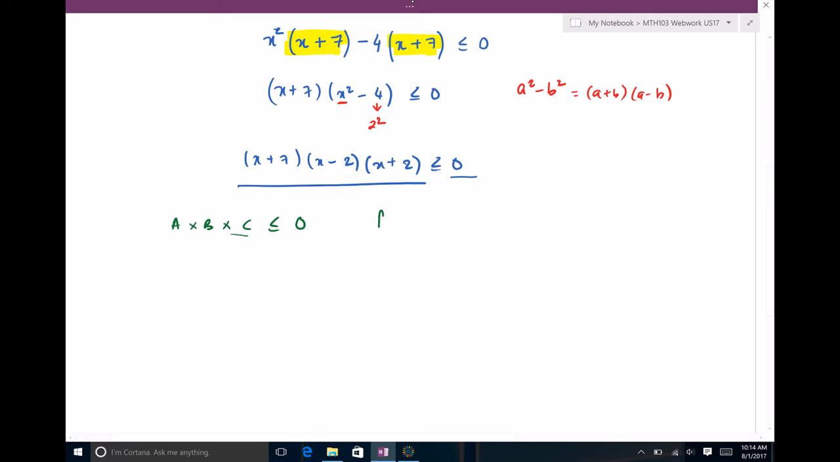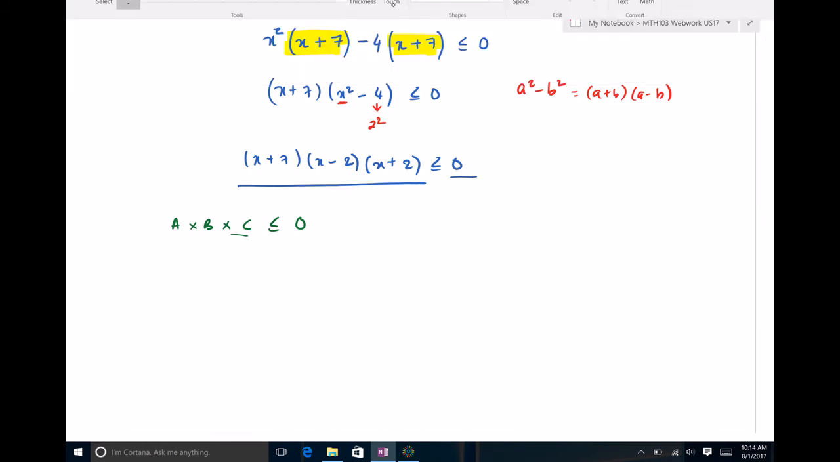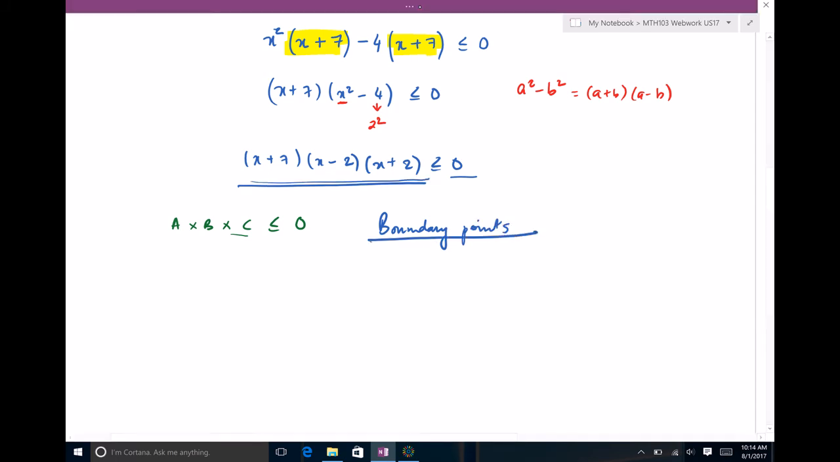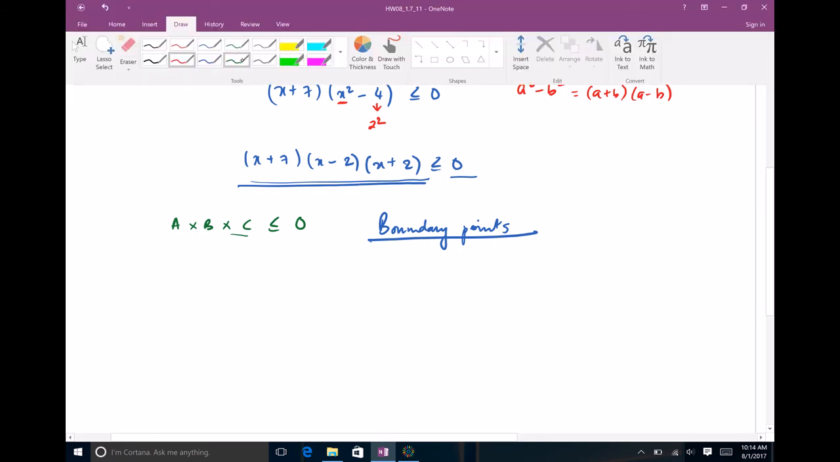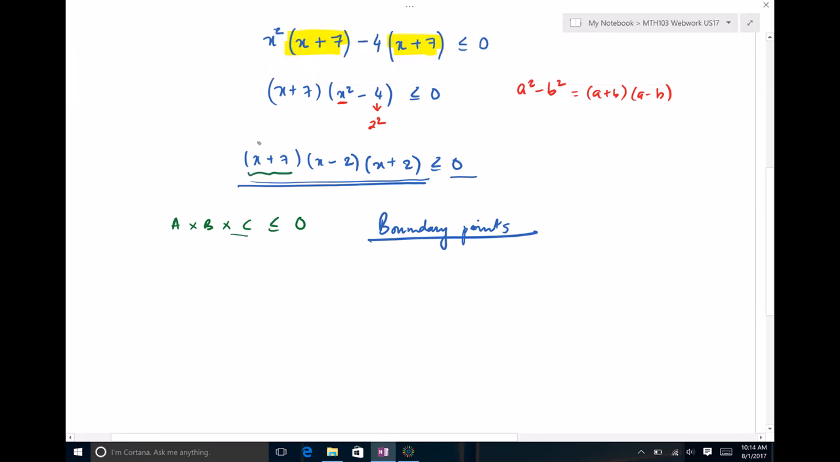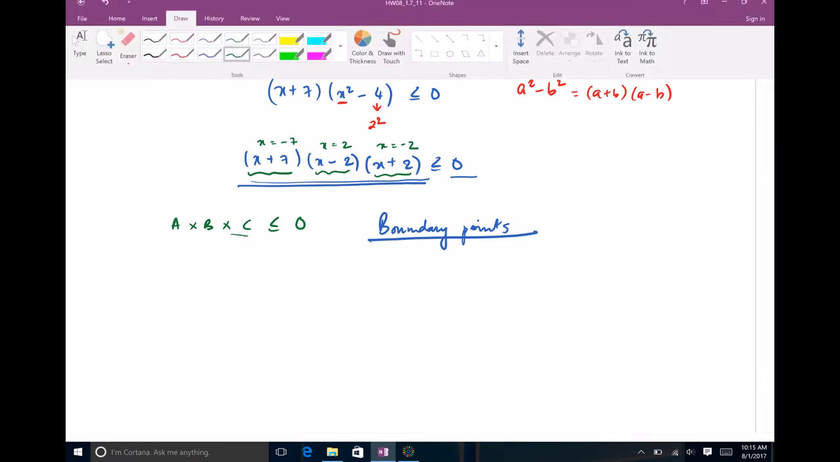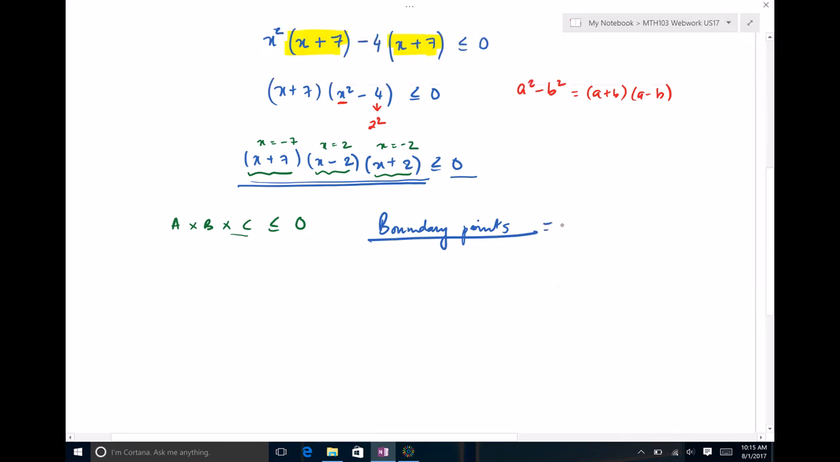So what we do instead is we first pick what we call the boundary points. What are the boundary points? The boundary points are precisely the points where this expression would be equal to 0. So we pick from each one of them. If this part were equal to 0, you would have x equals negative 7. If this part were equal to 0, you would have x equals 2. And if this part were equal to 0, you would have x equals negative 2. So those are your boundary points for this equation: negative 7, 2, and negative 2.